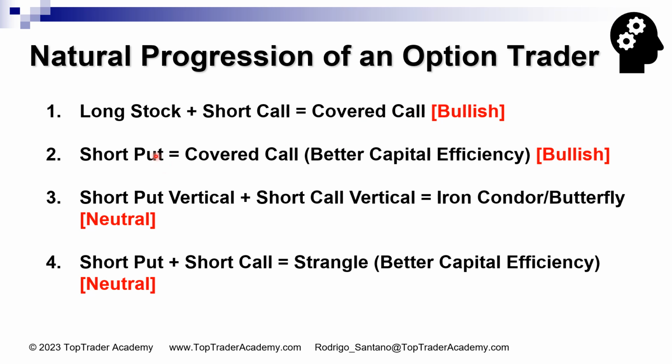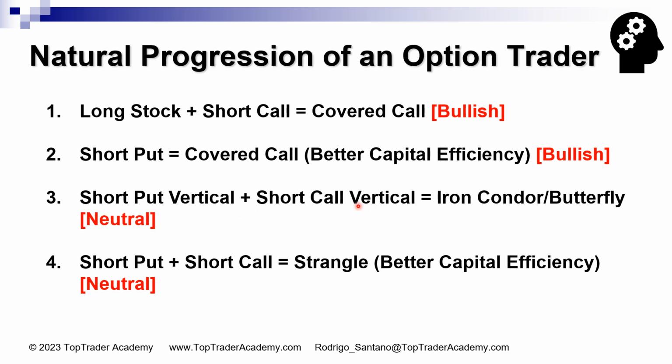As time progresses, the option trader will figure out that he or she no longer wants to be bullish, that he or she would much rather be neutral, and they start selling short put and short call verticals, and that creates an iron condor or an iron butterfly, right? So you're getting into neutral territory, which is what we do.